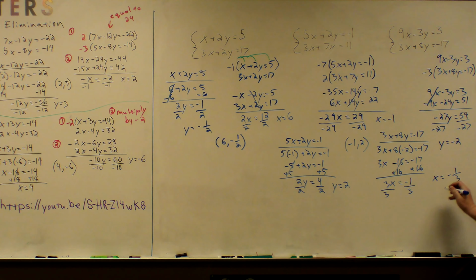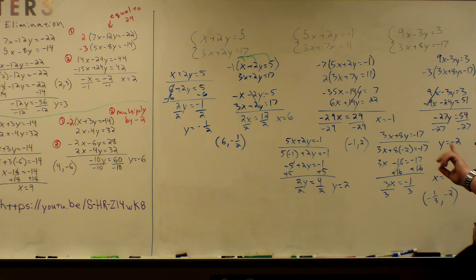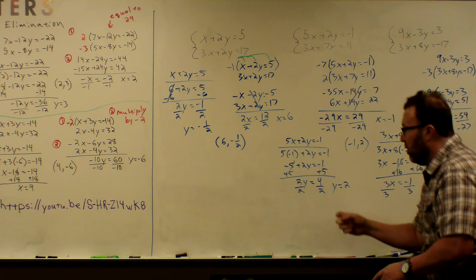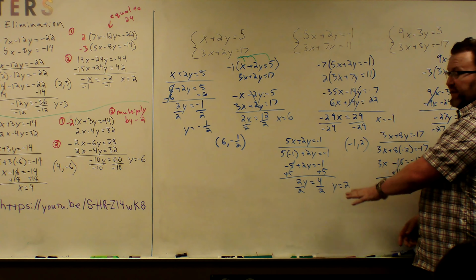Excellent. So we have our ordered pair, right? Negative 1/3 is our x, and our y is negative 2. We're done with these, right? Okay, you notice all the 4 steps? You notice how they flow? Okay, there you go. So, you want to turn this in with all the steps written out.